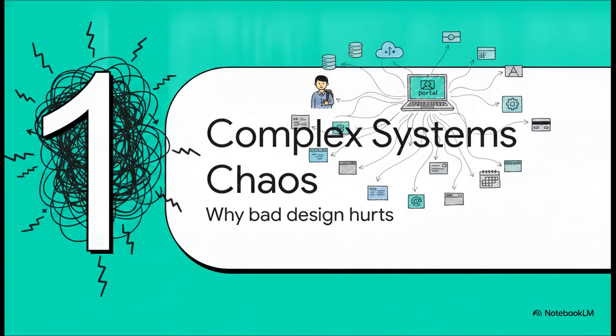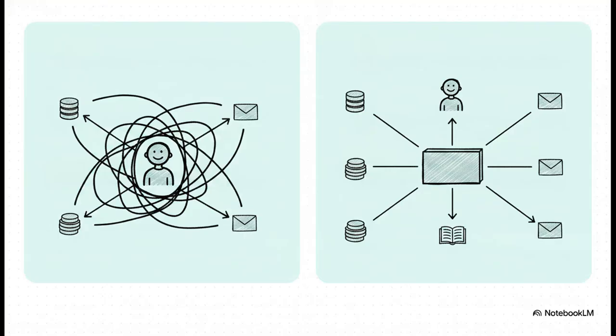Section 1. The chaos of complex systems. Now, what's really interesting about this setup is, to truly appreciate a brilliant design pattern, you kind of have to feel the pain of a bad one first, right? Imagine you're tasked with building a brand new student portal for a college. Sounds easy enough, but behind the scenes, without a facade, your poor client code has to manually and individually coordinate with a whole bunch of subsystems.